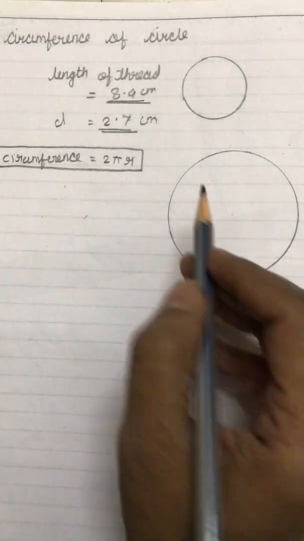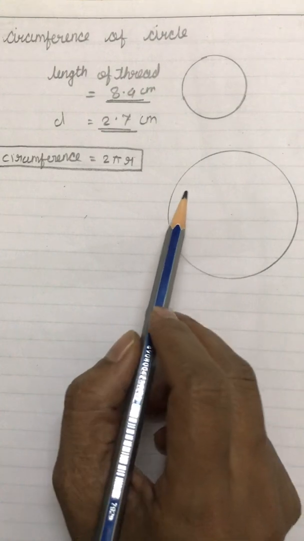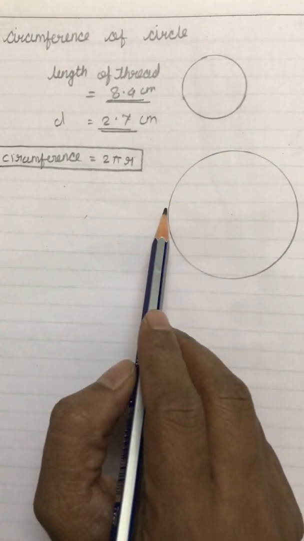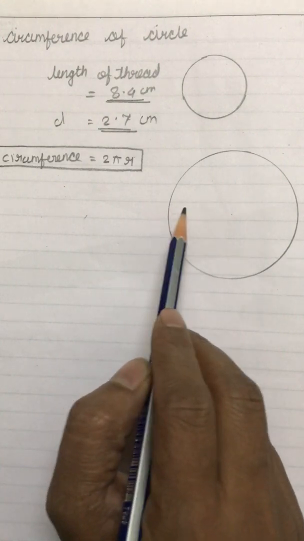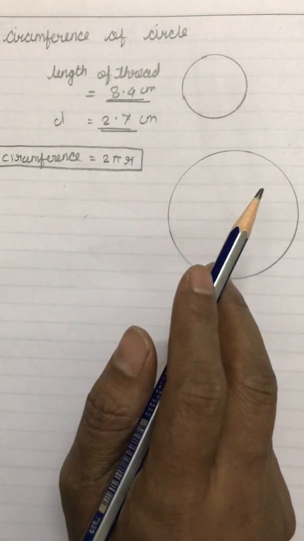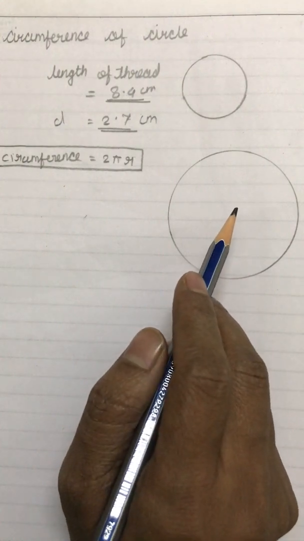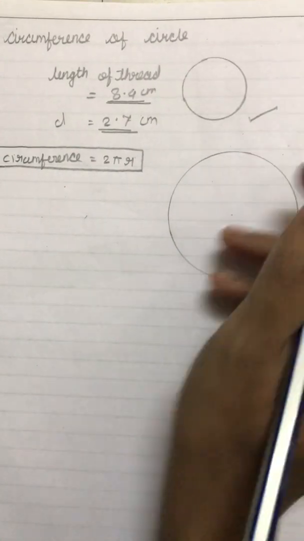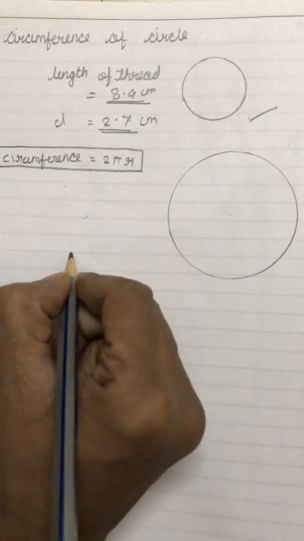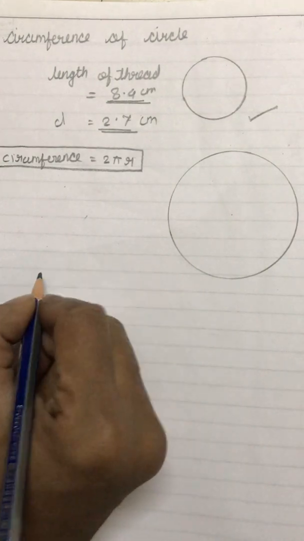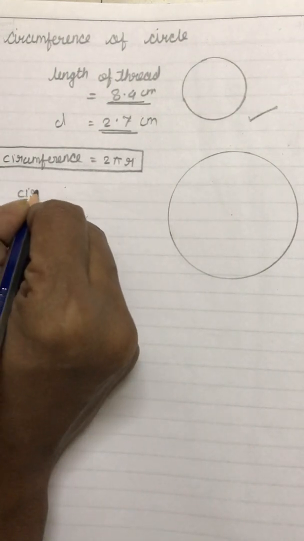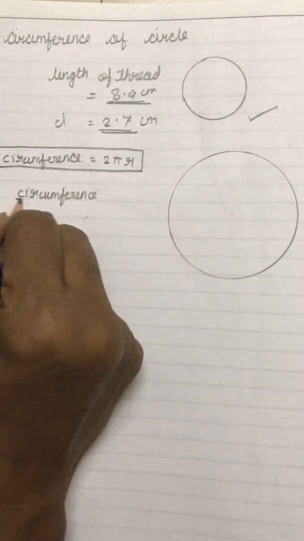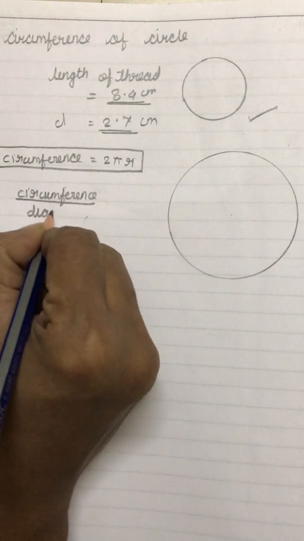If we do the same thing for a circle, take a thread and cover the boundary of the circle with it, and divide its length by the diameter of the circle, then we are going to get a constant value. You can do this experiment on your own also. I will just take the example of this one. So we have the circumference, and we have the diameter.